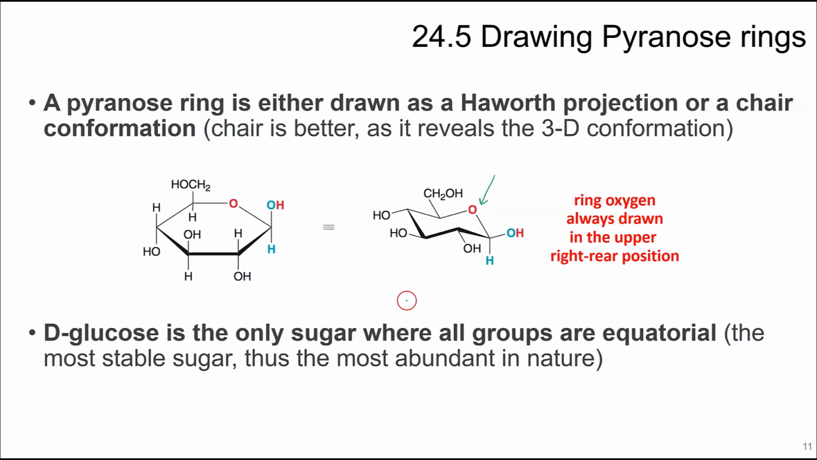And with the chair, you just transfer the downs and the ups. So this would be 1. And at carbon 2, we have an OH down. It's down here. At 3, it's up. So it's up, down, and then you can see that there.